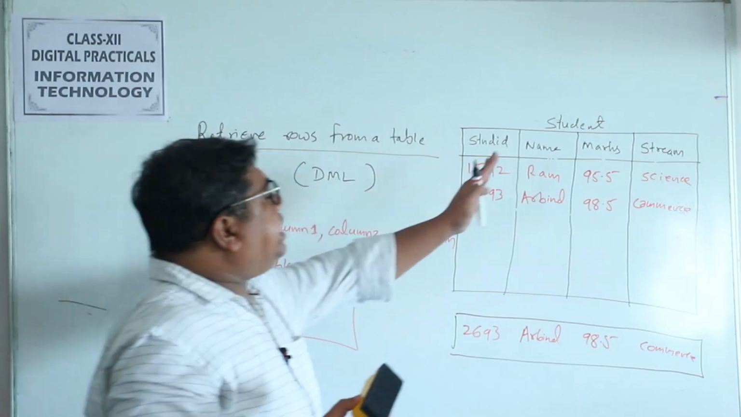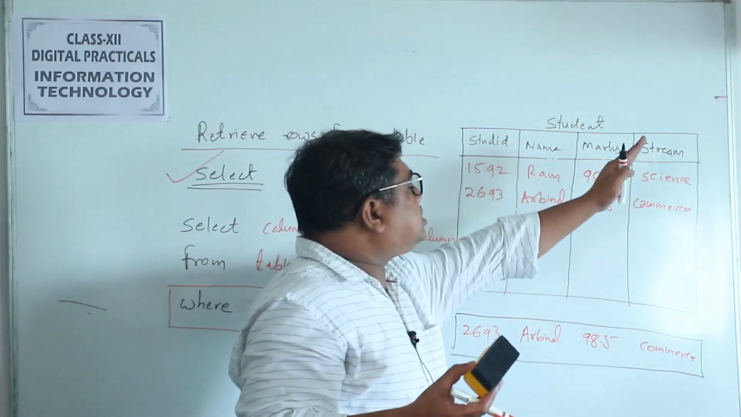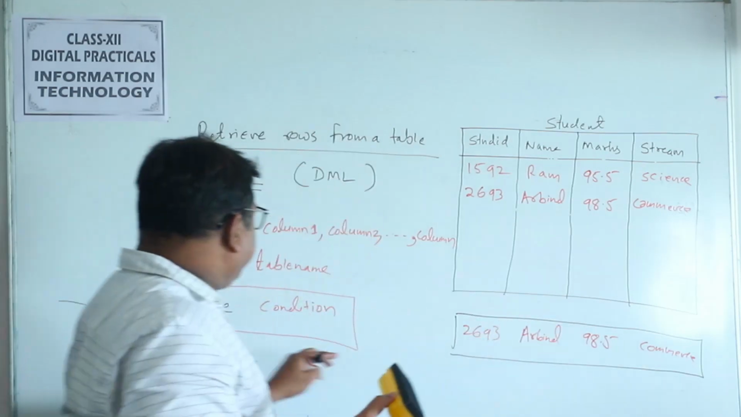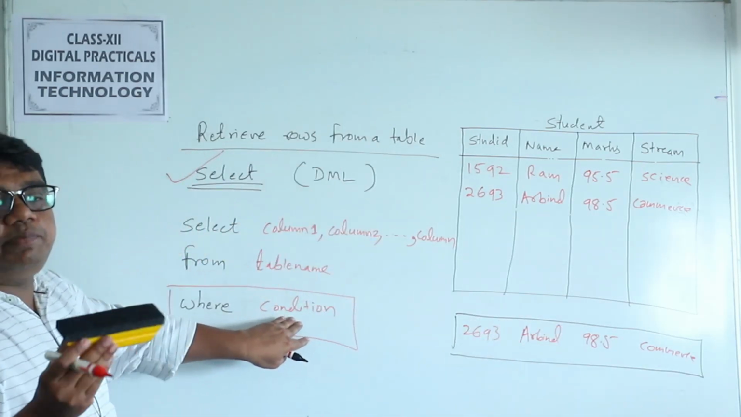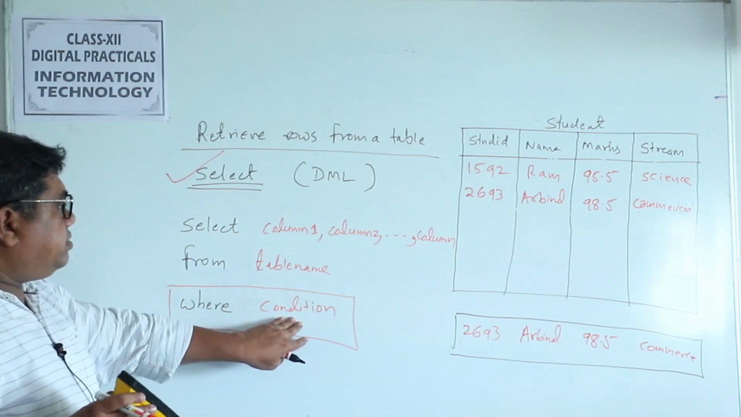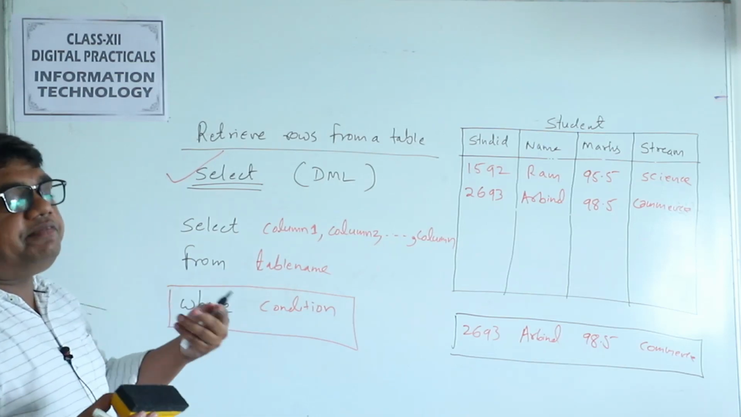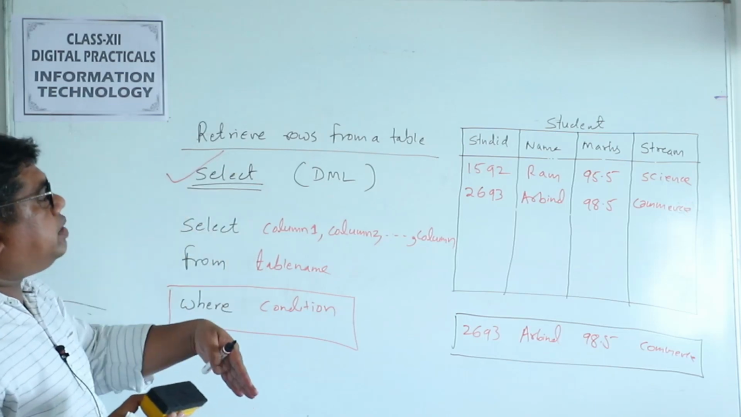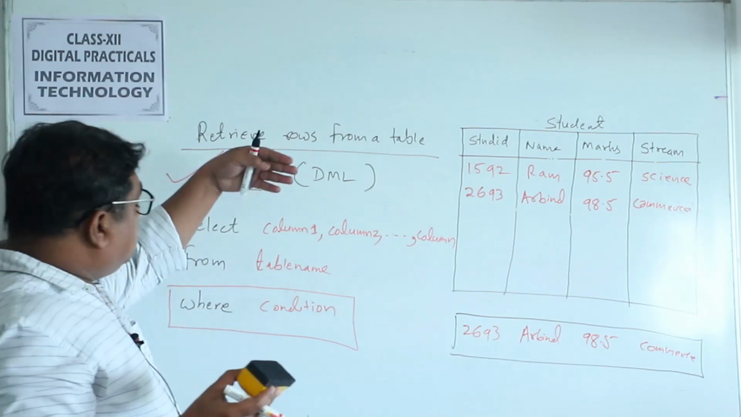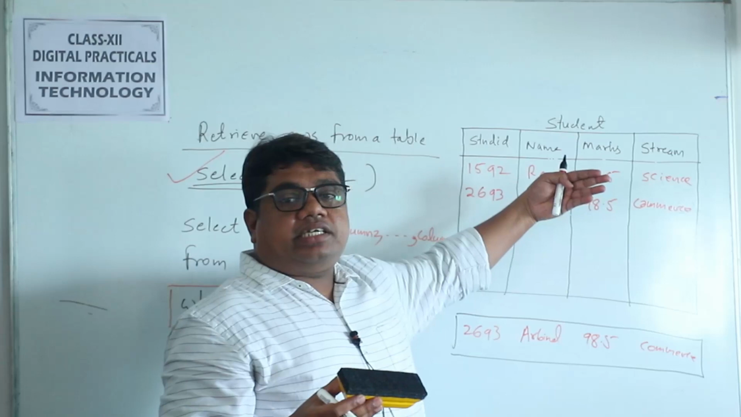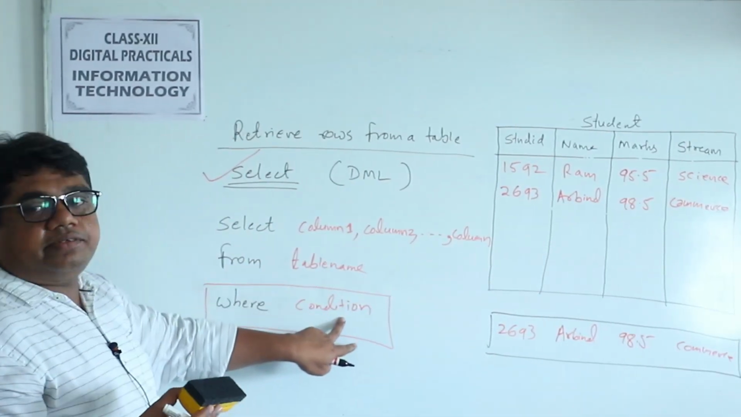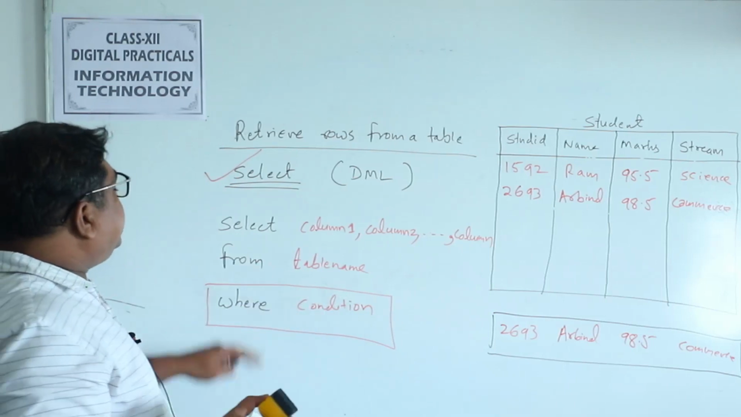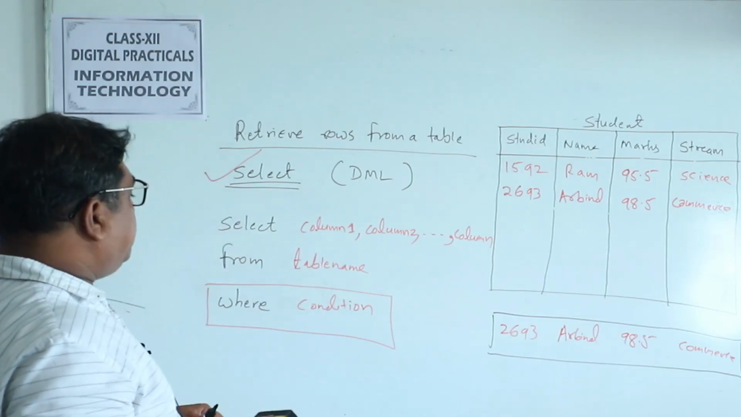Suppose I want to display only those science student details. I can specify a condition with where that will display only science student details. Suppose I want to see the rows of the table whose marks are above 90%. I can retrieve it by writing where and using a condition. So this is the rule for select command.